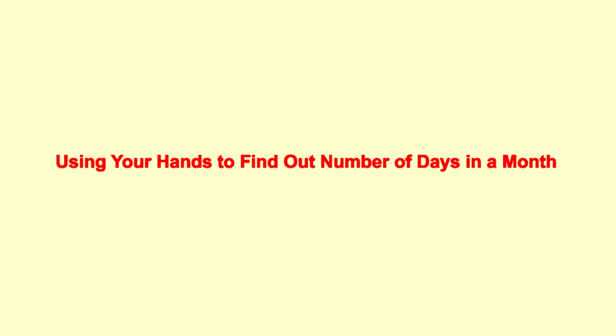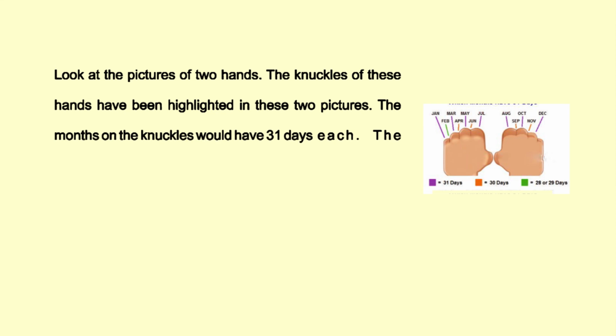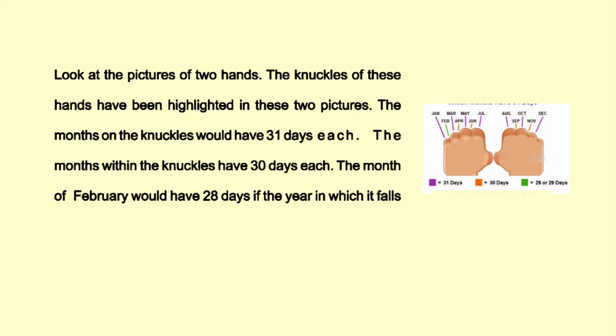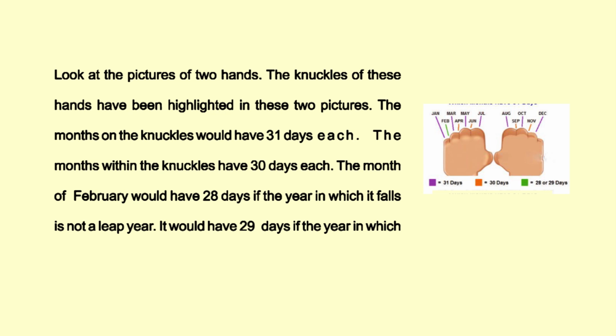Using your hands to find out the number of days in a month. Look at the pictures of two hands. The knuckles of these hands have been highlighted in these two pictures. The months on the knuckles would have 31 days each. The months within the knuckles have 30 days each. The month of February would have 28 days if the year in which it falls is not a leap year. It would have 29 days if the year in which it falls is a leap year.